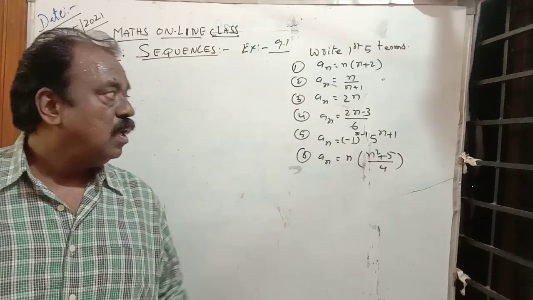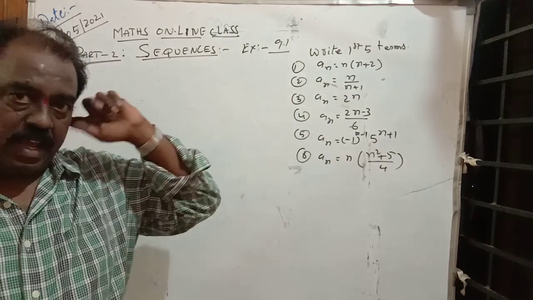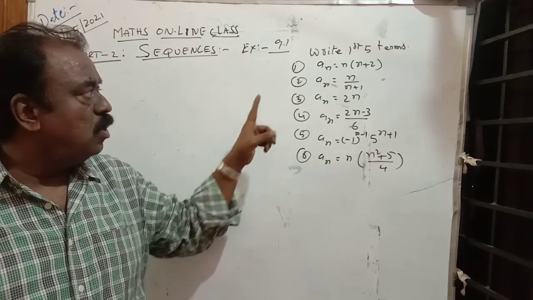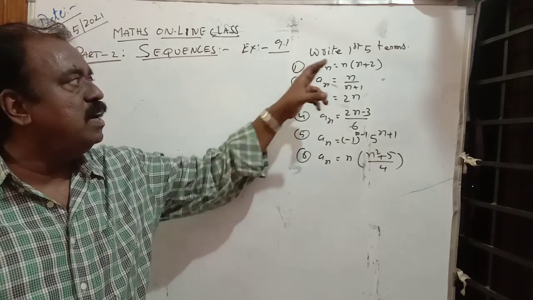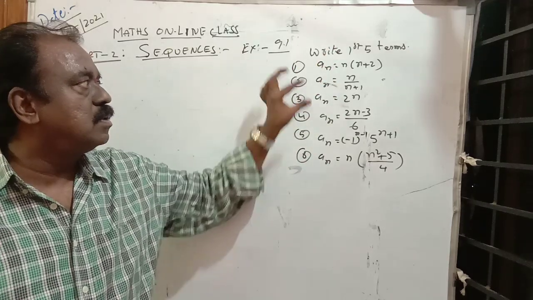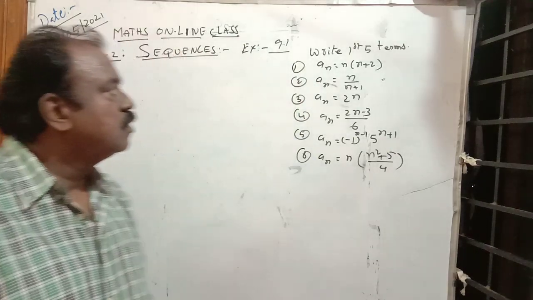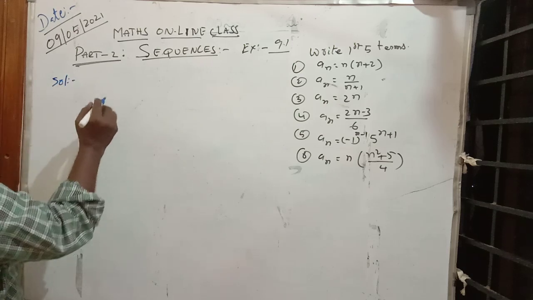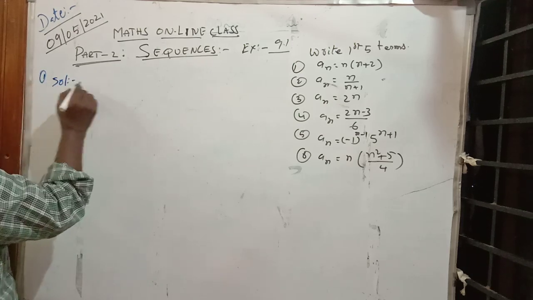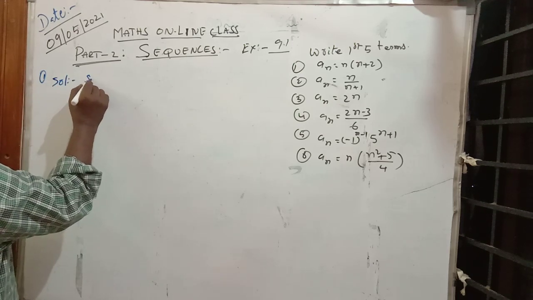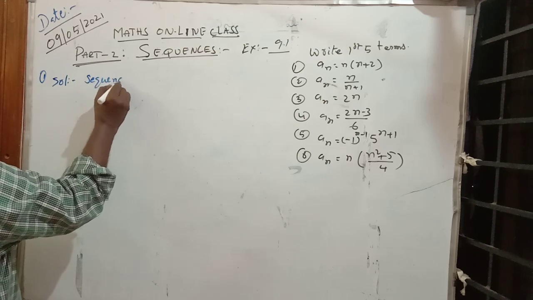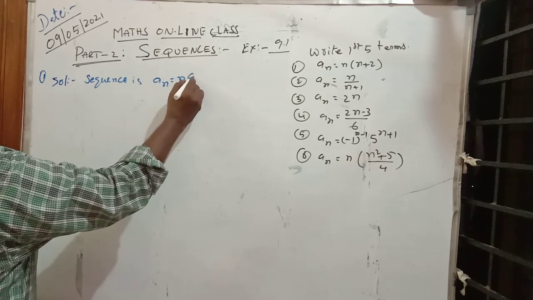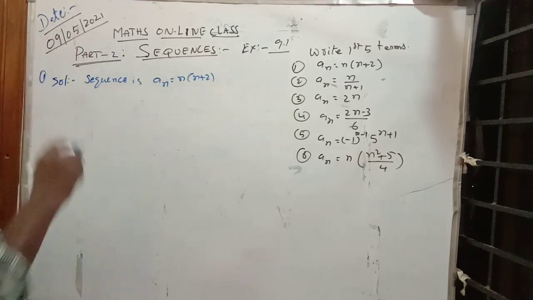Okay, now the exercise 9.1. 6 problems are there. First 1 to 6 problems, we have to find the first 5 terms of the sequence. See, solution. What is the solution? First problem. The sequence is a_n is equal to n(n+2).